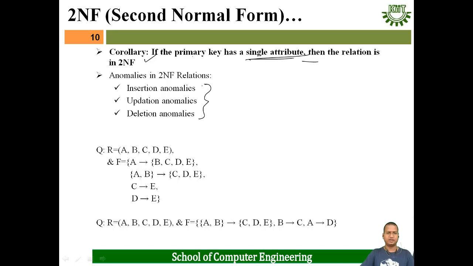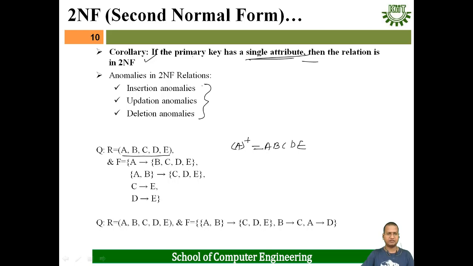Let's take one example. R is a relation with A, B, C, D, E, and these are the functional dependencies: A to B, C, D, E; A, B to C, D, E; C to E; D to E. Then find out in which NF this relation is present. First, we have to find A closure. A closure will be A, B, C, D, E. That means A is determining all the attributes. That means A will be a candidate key.